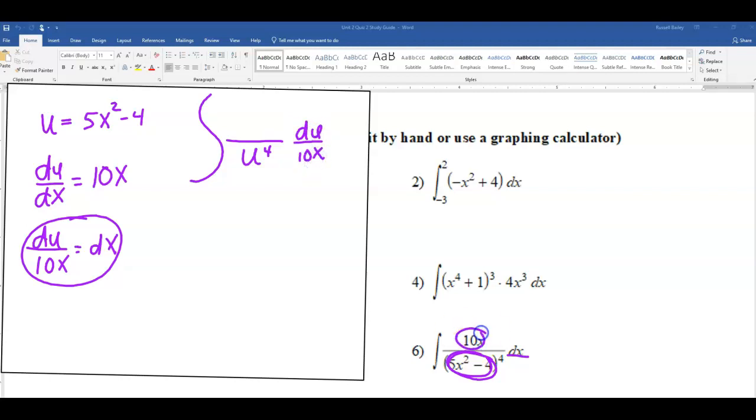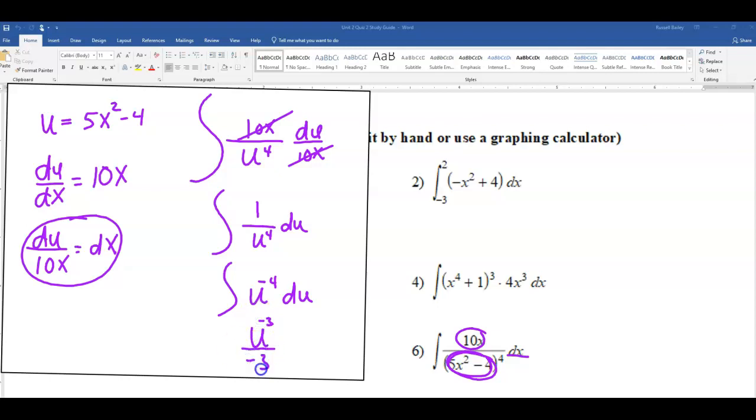And then the 10x is going to stay there for now. But not for long, because these cancel each other out, and now I'm left with 1 over u to the 4th du. And now we evaluate this integral like we have in the past. The first thing you do when you have these fraction ones is you move them to the top and make the power a negative. Add 1 to the power and divide by that value. Don't forget your plus c.